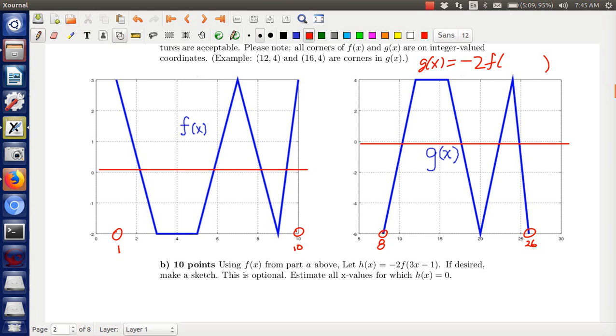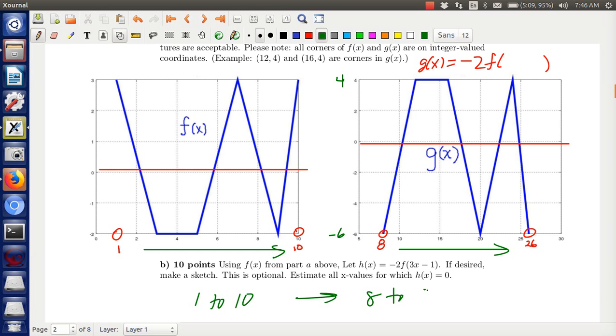Now we have to figure out the other direction. Okay, so it's going from negative 2 to 3, and it's going from negative 6 to 4. Remember that, I'm sorry, I did that part already. We need to worry about the input side now. Sorry about that. Okay, so we need to worry about this part. So 1 to 10 becomes 8 to 26, and we know there's no flipping in that direction, so it's going in the right direction.